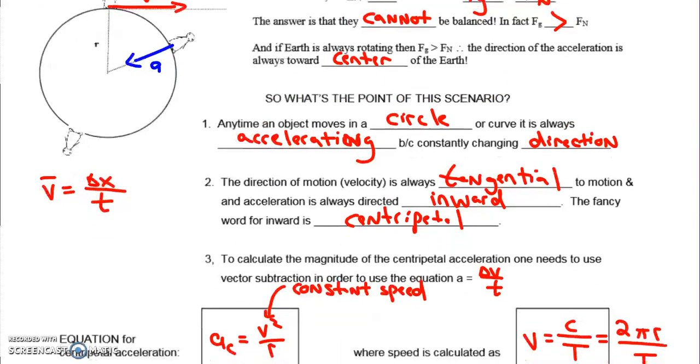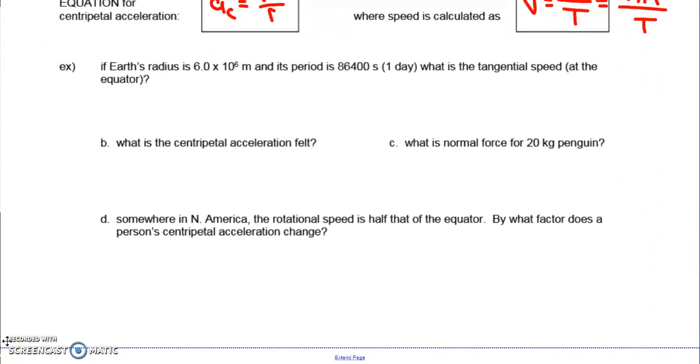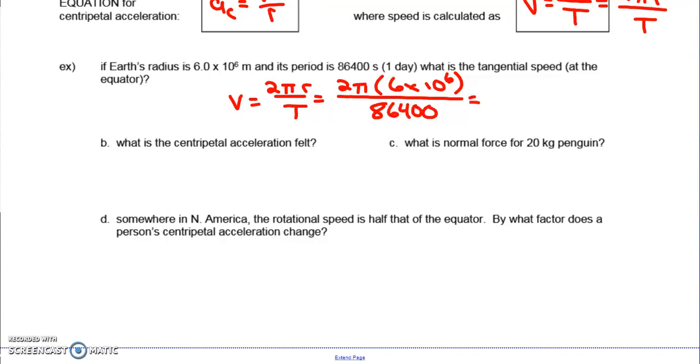So let's try a few examples here. We have an Earth radius and a period of 1 day, and we want to know what the tangential speed is at the equator. So we have v equals 2 pi r over T. This is 2 pi times the radius of 6 times 10 to the 6th, divided by the period, 86400. And if you punch that into your calculator, you get a value of 436 meters per second.